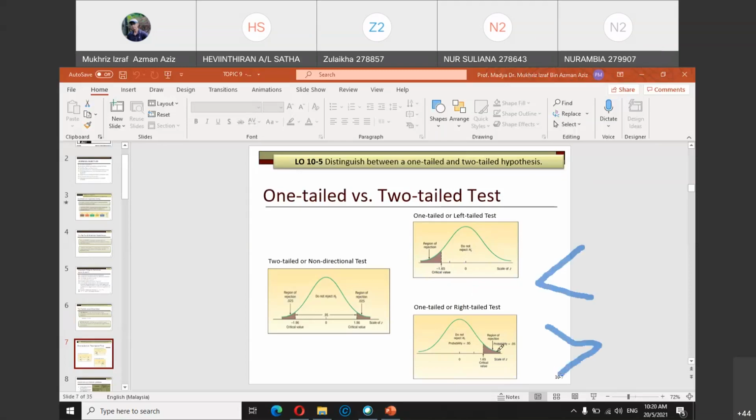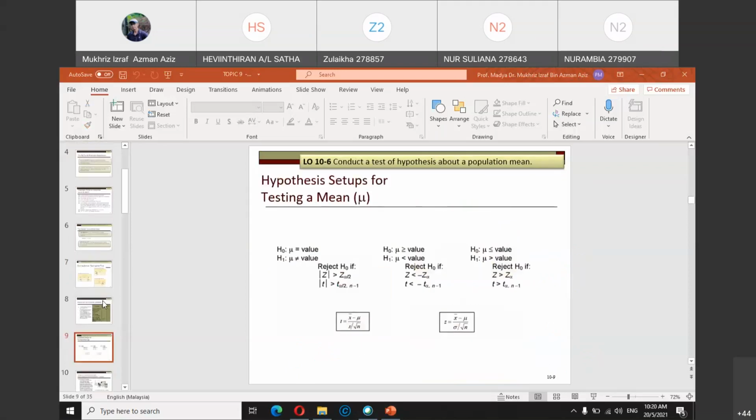More than means that the area will be on the right side of the test. Less than means that the area under the curve will be pointing to the left side of the distribution. But if it is a two-tail test, meaning the sign of H1 is not equal to, then you are going to perform a two-tail test. Then construct your decision rule.